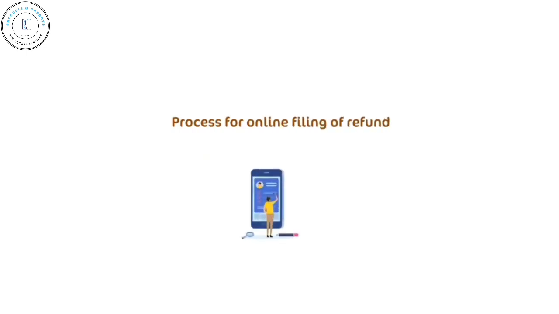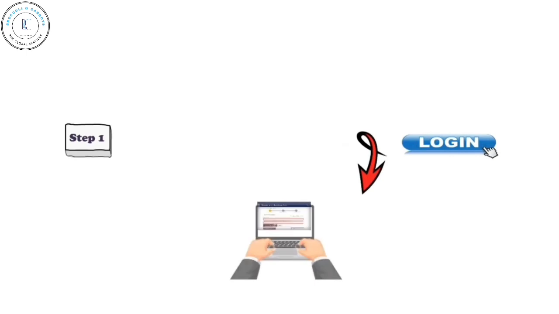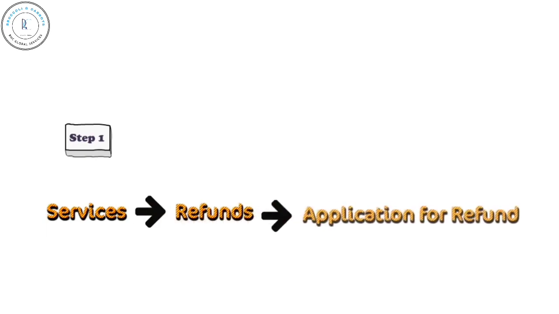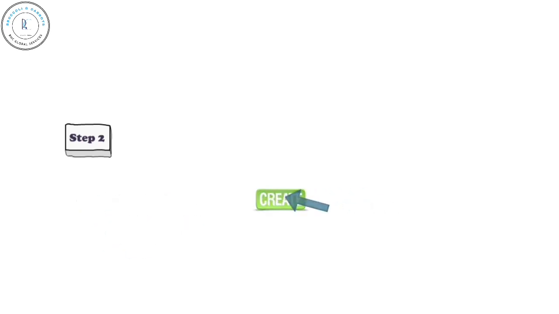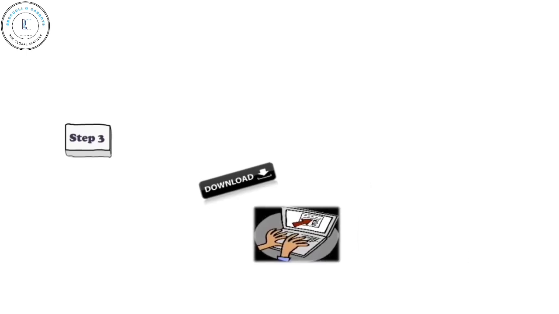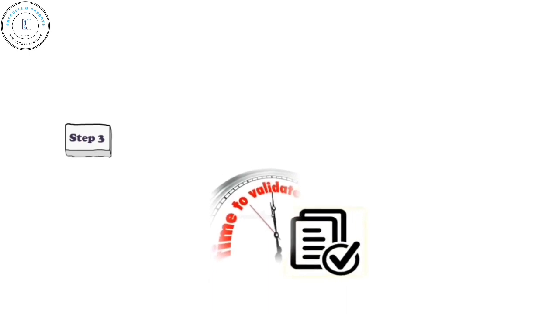Process for online filing of refund. Step 1. Log into the GST portal. Go to Services, Refunds, Application for refund. Step 2. Select the refund type, financial year, and month. Click on Create. Step 3. Download the offline utility, fill in the details, and validate the file for uploading.